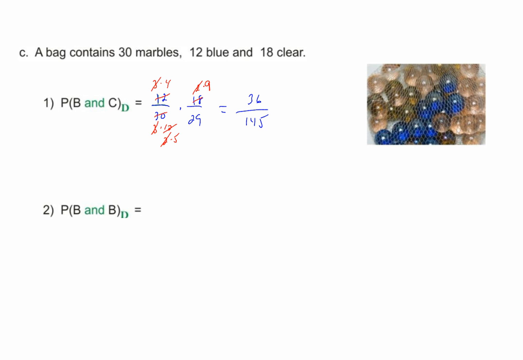Brendan, what do you got? 24.8%. How many agree? 24.8%. Okay. So again, as I said, a little less than 1 in 4 probability of pulling out a blue and a clear in 2 attempts, keeping the marbles out once you pull them out. Any questions on how I got 36 over 145? Anybody?